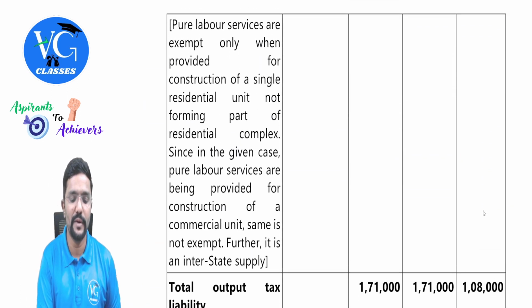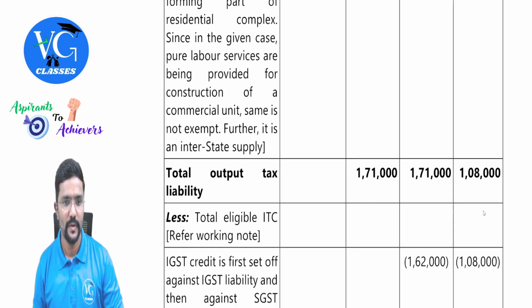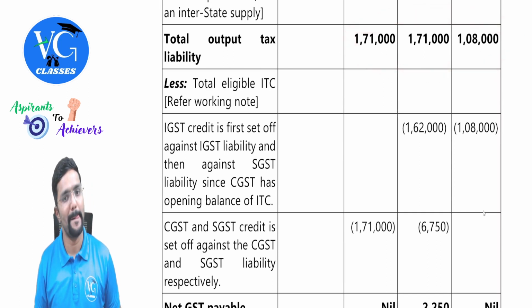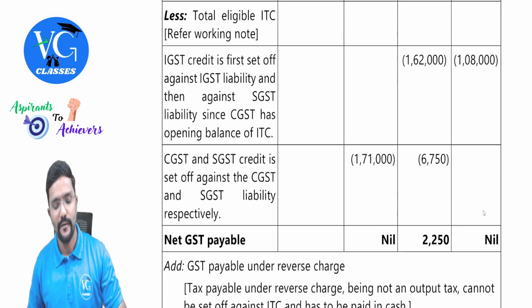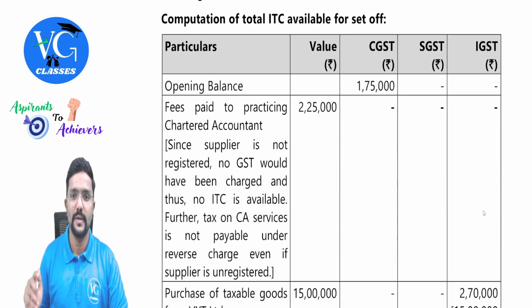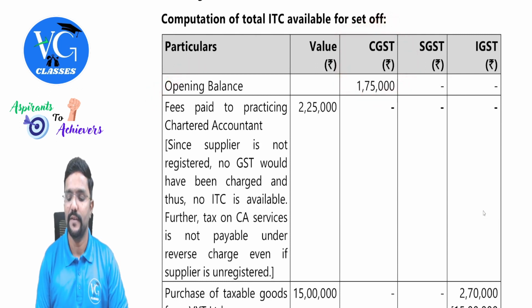Yeah. Even for pure labor services, exemption is not available. Hence taxable. So we will get total output tax payable on outward supply. Now against this, we have to adjust ITC, which we need to calculate by way of working note. Yes, sir. So we have opening balance of only CGST. Take it. For SGST and IGST, it is 0.